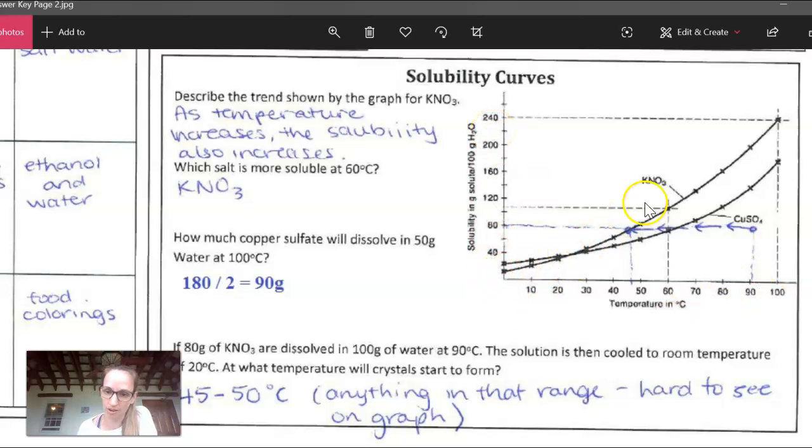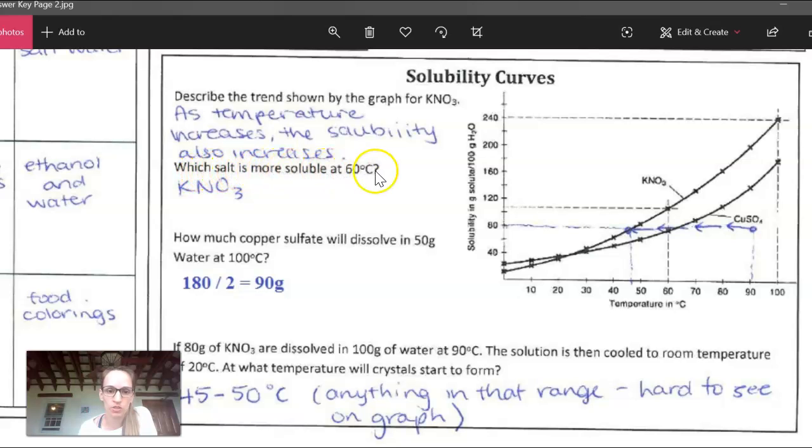In this case, the graph is increasing only, so it's really simple. As temperature increases, the solubility increases. That's all you have to write. If this was a straight line that went through the origin, you could give more detail and say it increases and it's directly proportional. You could give some extra data. But here, it's just a curve going up, so there's really not anything else you can say.